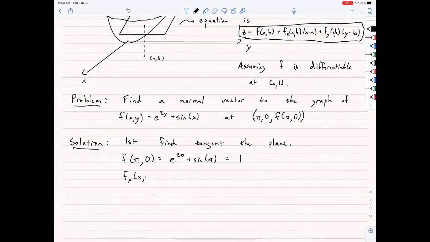Now we're going to take the partial derivative of f with respect to x. We can treat the e to the 2y as a constant, it goes away, and we're just taking the derivative of sine. So that's just cosine of x. And then we calculate it at our point of interest. It's going to be cosine of pi. Cosine of pi is, say it loud, say it proud, -1.